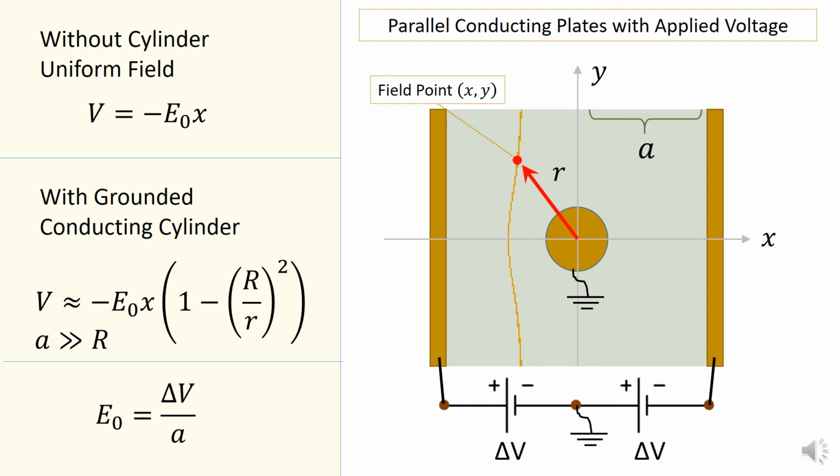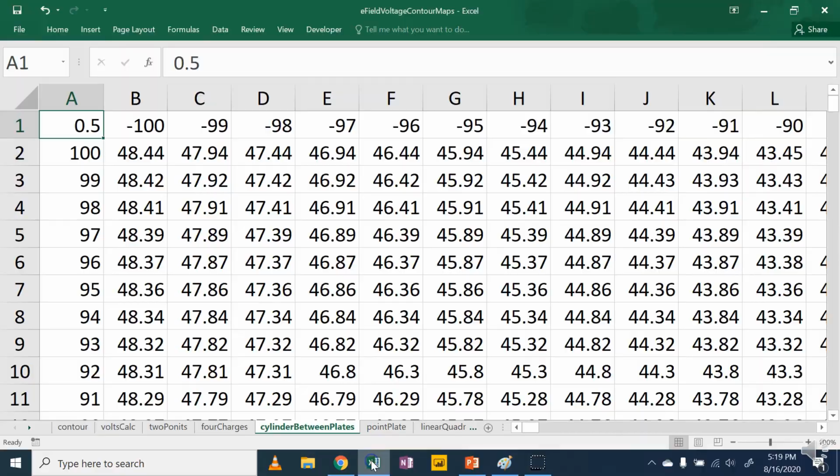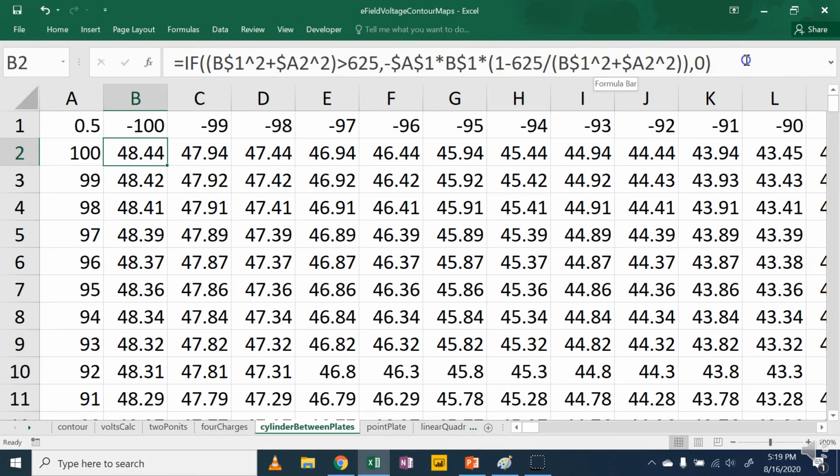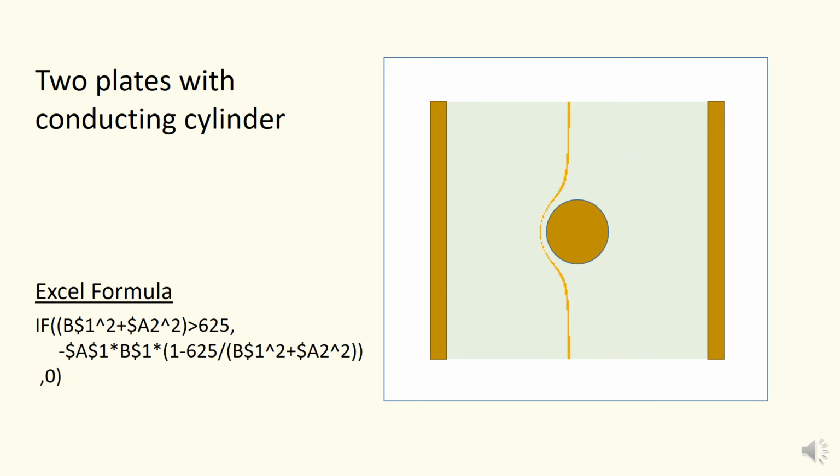Now, with conductors, instead of a uniform density, the formula that I showed earlier, and now is shown where it says with grounded conducting cylinder, that formula is now approximate. It is a better formula when A is much larger than the radius of the cylinder. And real quick, with a scale factor set up to be such that I would have expected 50 volts where X is minus 100, I'm getting about 48 and change. In any case, here's the animation and the Excel formula.